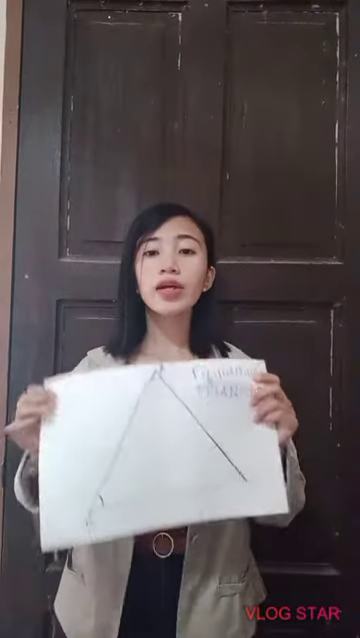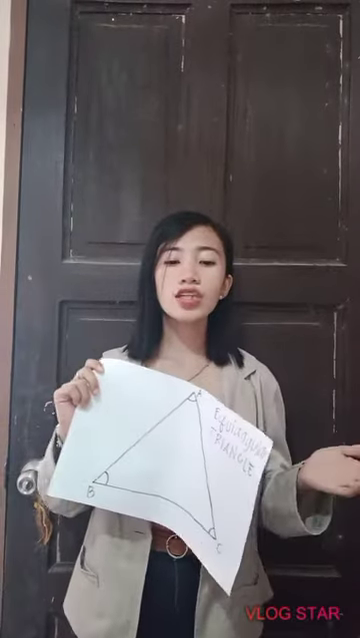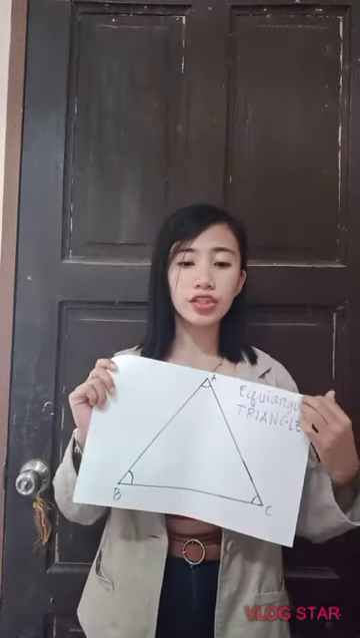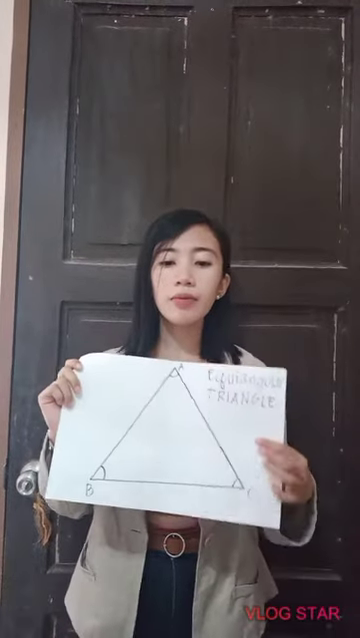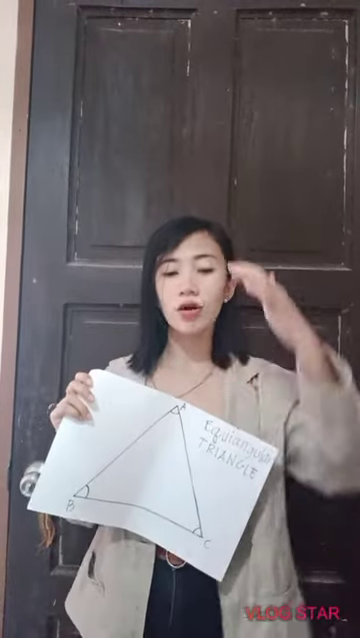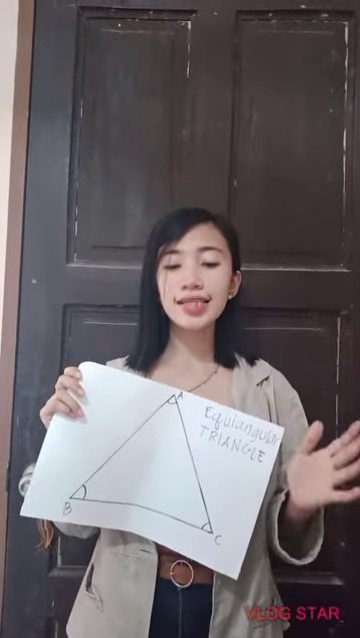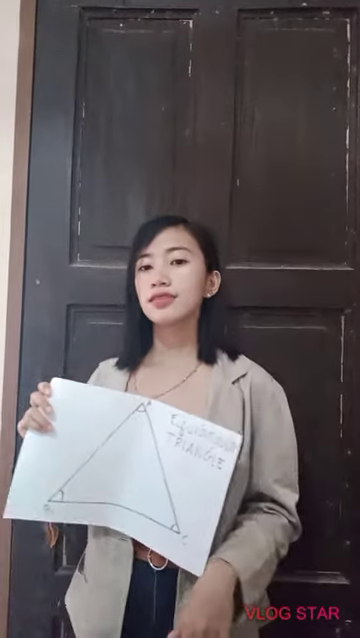There's also a triangle called the equiangular triangle. An equiangular triangle looks like this. A triangle with 3 equal interior angles is called an equiangular triangle. The measure of each interior angle is 60 degrees. If it is measured at 60 degrees, that's what we call an equiangular triangle.